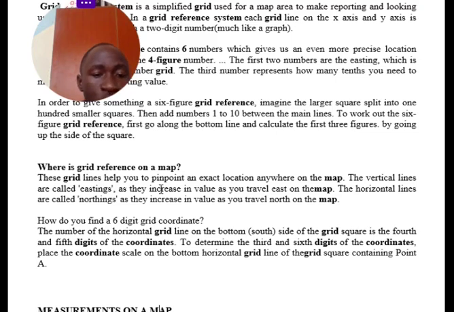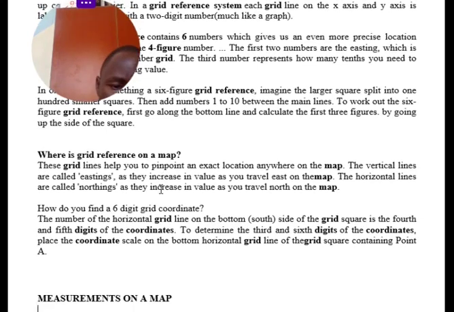They can also ask you, where do you find the 6 grid references? The number of horizontal grid lines on the bottom or in the south side of the grid square, those are what we call the northings, whereas the others are known as the eastings. So those are what we call the 6-digit grid coordinates. How do you obtain them? You first write the easting, then you write the northings. That's how we write those grid references.